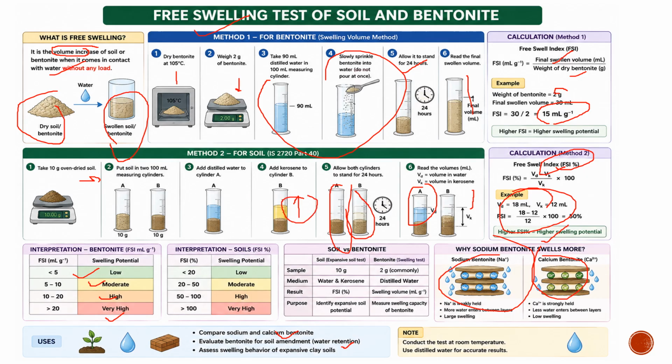Kerosene provides a baseline. For example, in kerosene there will be no swelling. If it is 10 ml, after application of bentonite, how much has it swollen in water? That is what the kerosene baseline provides. So this evaluates the effectiveness of bentonite, how much it is retaining water as a soil amendment. The other is the swelling behavior of clay soils. All these aspects can be known with the help of this test. This test should be conducted at room temperature, and you should use distilled water for accurate results.